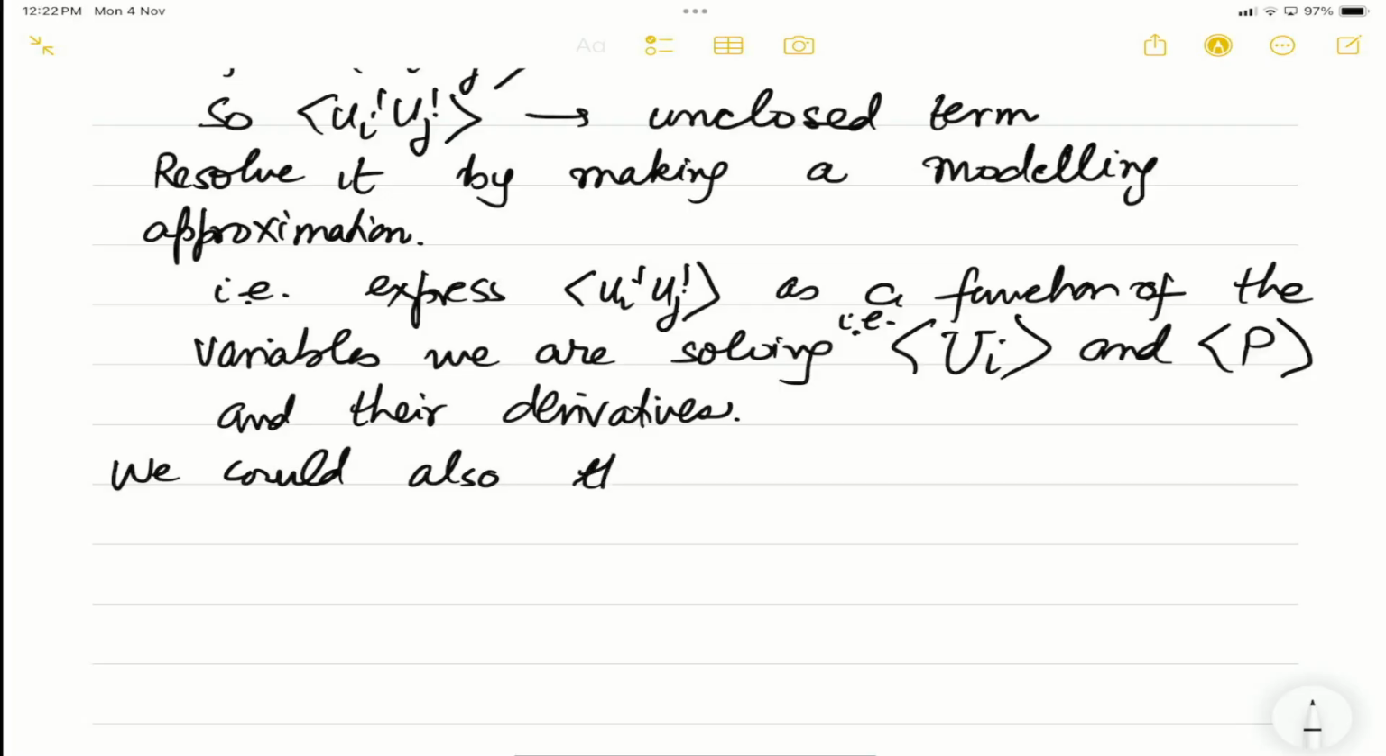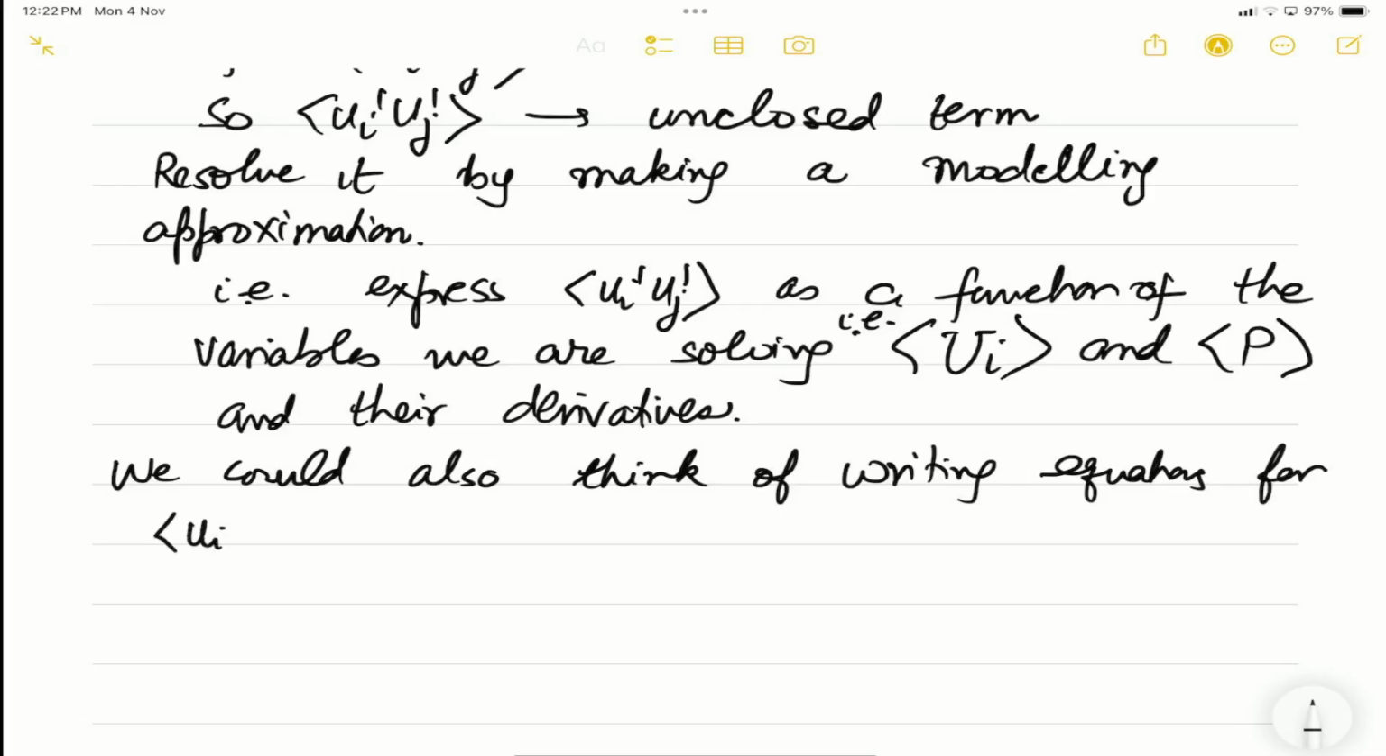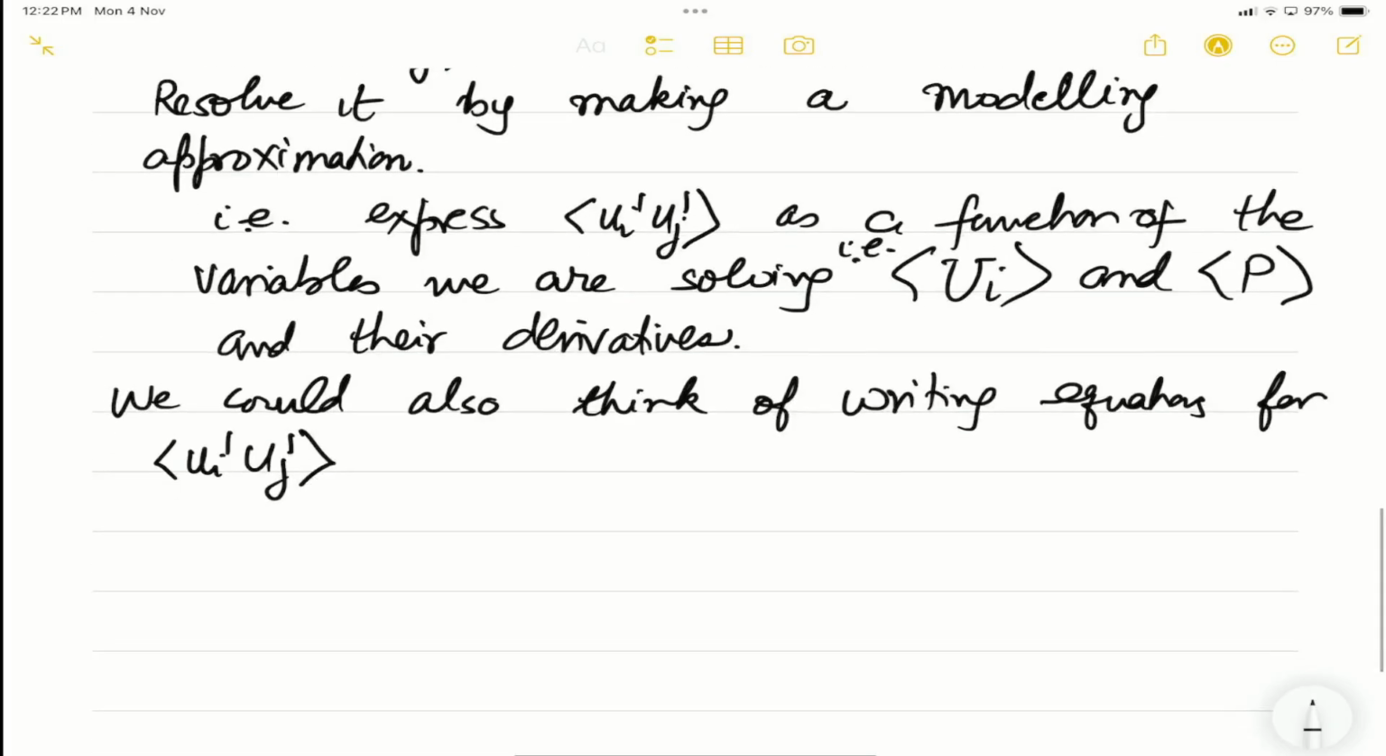Also think of writing equations for ui prime uj prime.